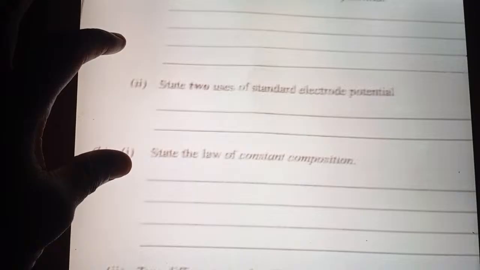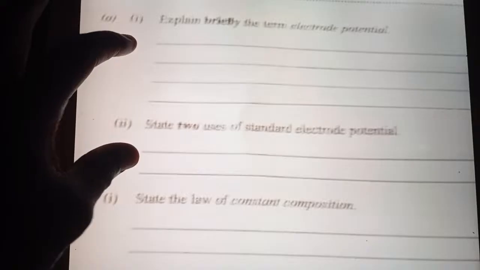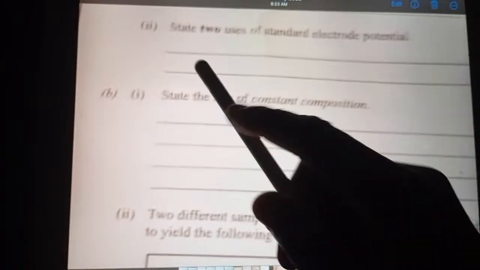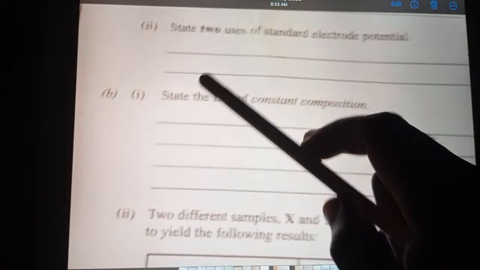They say state the law of constant composition, state 2 uses of standard electrode potential. State the law of constant composition. This is what we know already. Law of constant composition is also called what? State 2 uses of standard electrode potential. You know that, so you study having seen it, you do revision on that.